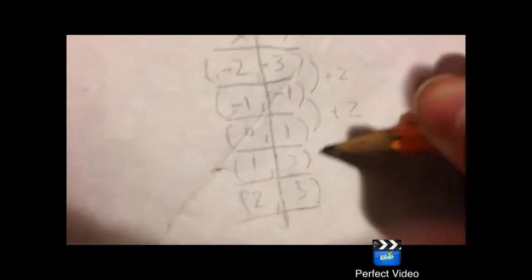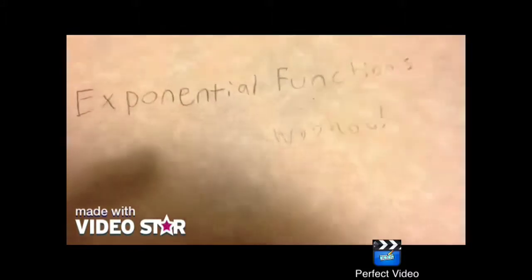So you can tell it's a linear function because the y's all go up by the same amount each time, which is going to be your slope, or your m. But the next function I'm going to show you is exponential functions, and that's not like that.